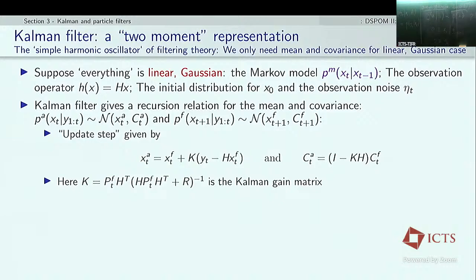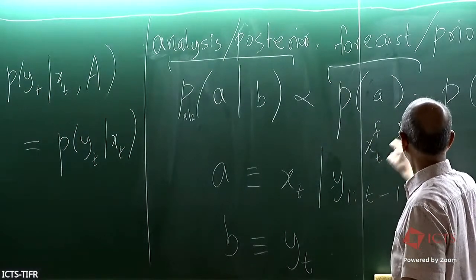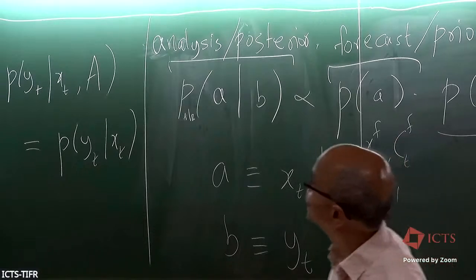The same formula, so what does it follow from? We know, so if the analysis mean and covariance is written like this and the forecast one is written like that, basically it follows from this formula. So the forecast has XTF and CTF as the mean and the covariance. This is a Gaussian distribution which has the mean, which is YT.